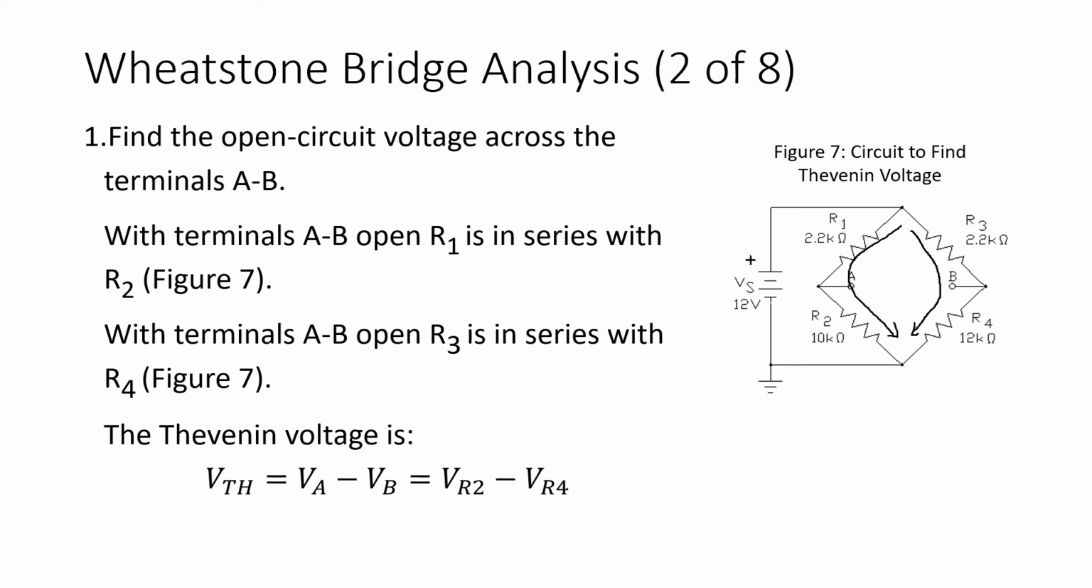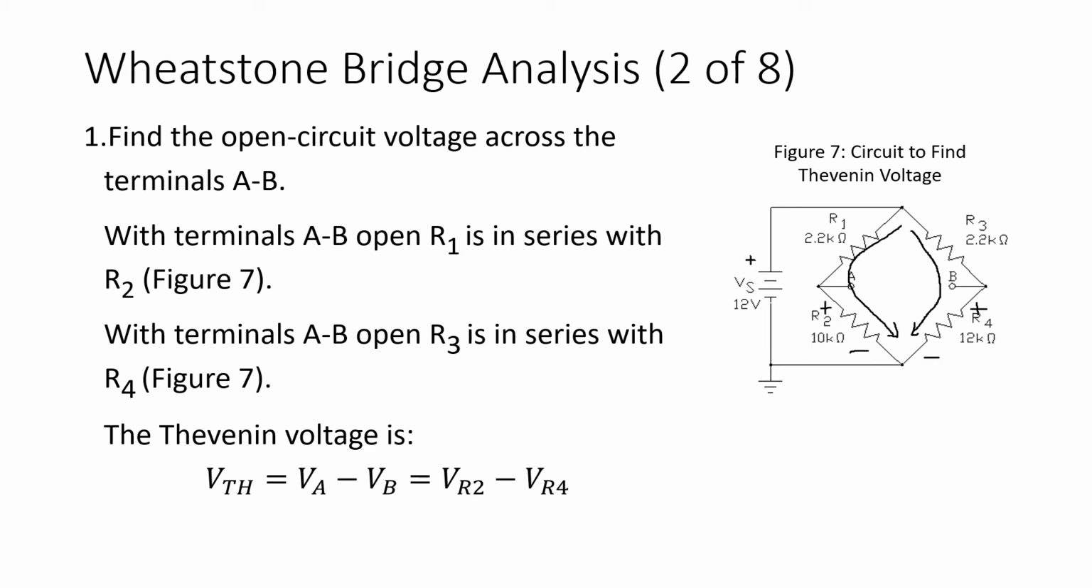So if we look from terminal A to terminal B, we find a voltage drop across R2, positive to negative, and we find a voltage drop across R4 that is negative to positive. So the Thevenin voltage, the voltage from A to B, equals VR2 minus VR4.